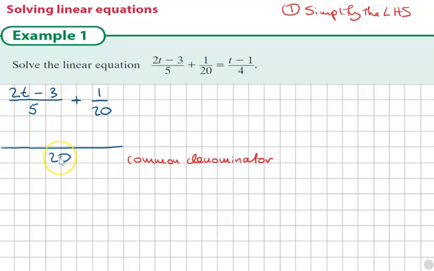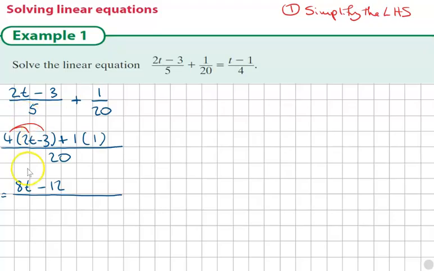So 5 divides into 20 4 times. So we're going to do 4 multiplied by the numerator, which is 2t minus 3. We bring down the plus. And then 20 divides into 20 once, and we're going to multiply that 1 by the numerator, which is also 1. So then we multiply out our brackets. So we're going to simplify our numerator.